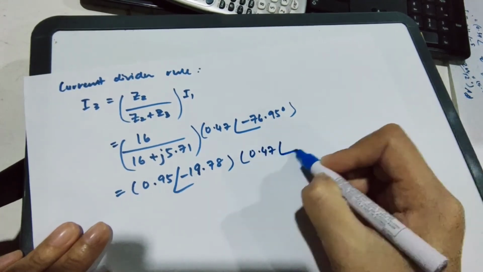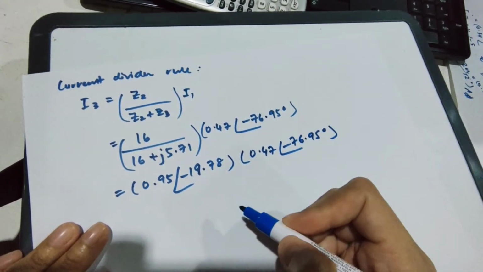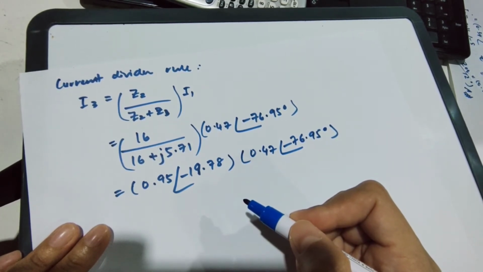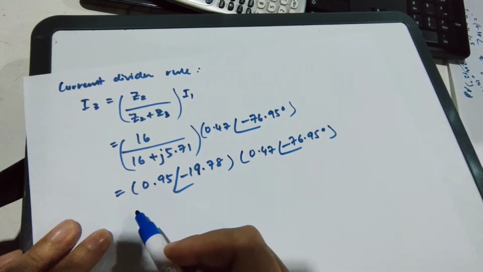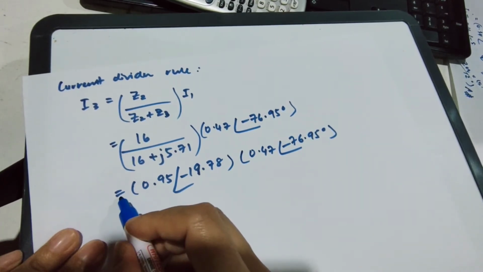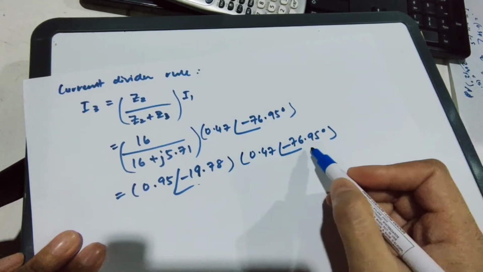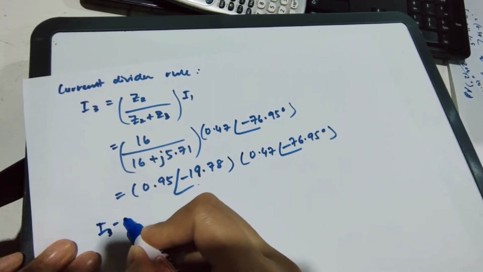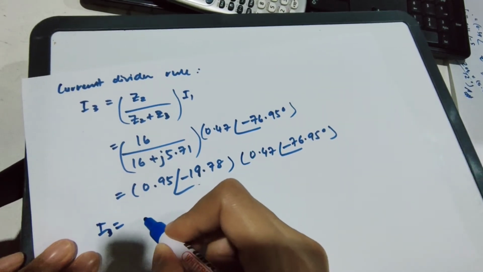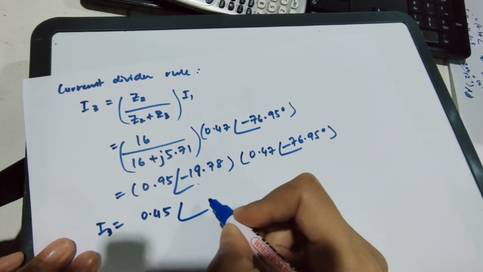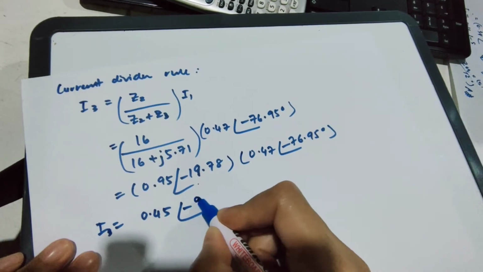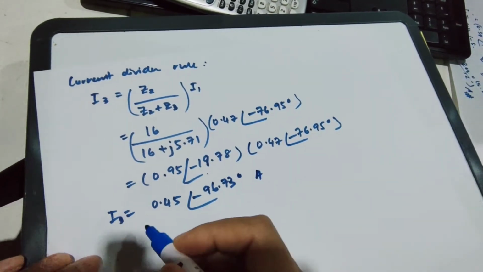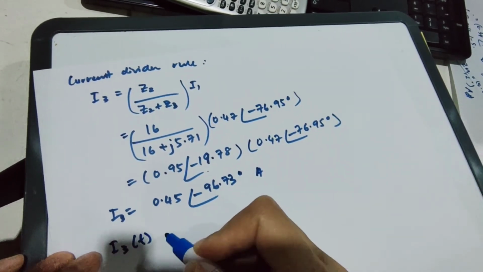0.47 ni salin balik. So this is I3. Okay, darab dan luar darab macam biasa, yang dalam kita tambah. So you will get your I3 sama dengan 0.45, and the angle negative 96.73. Right, okay, sama juga, we have to change it into the time domain form.